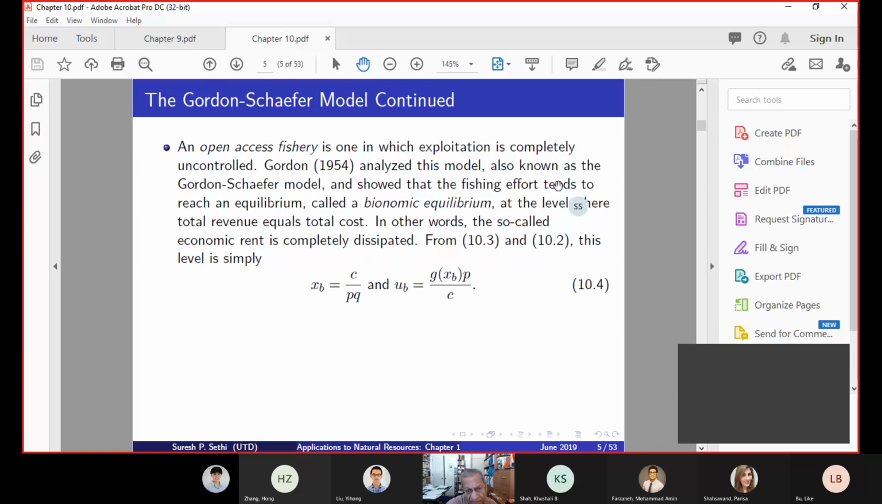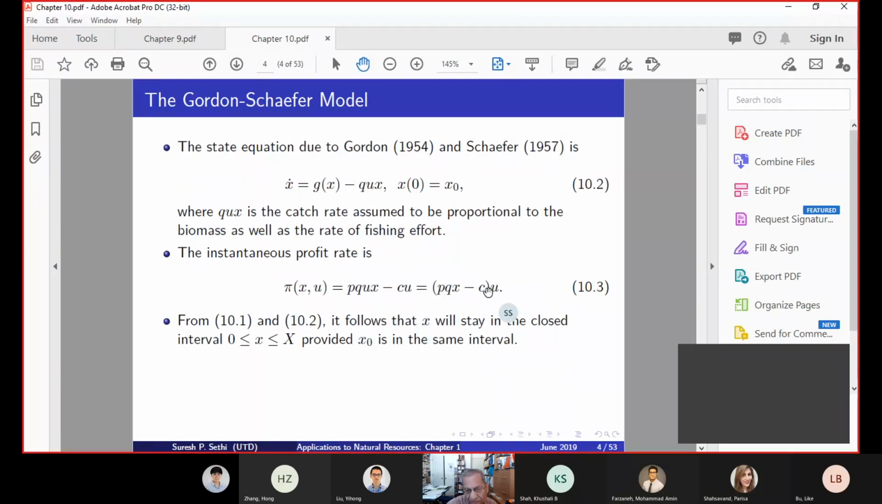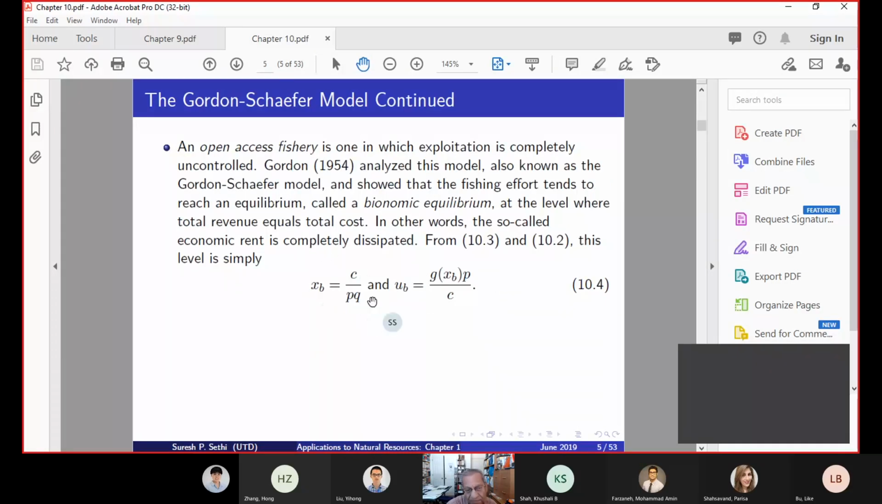Gordon analyzed the model and found something called the bionomic equilibrium. The bionomic equilibrium is basically the level at which the total revenue equals the cost. Which means that if you set this equal to zero, then you get X_B equal to C divided by PQ. So that is your bionomic equilibrium. And you can keep that equilibrium by that control. That means you can use a constant amount of fishing, and you will keep the fish at this level.